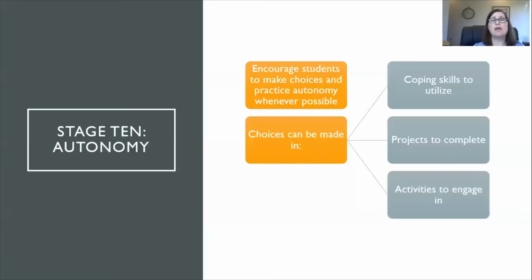So choices can be made in various areas. There are choices in terms of which coping skills a child may want to utilize. That's one way to build in autonomy. We can build in choice in terms of projects that a child might want to complete wherever possible. I understand that there are certain assignments that are mandatory, but sometimes for special projects, we're able to build in the use of different mediums. For instance, whether a child wants to write a story or perhaps illustrate a story instead, things of that nature.